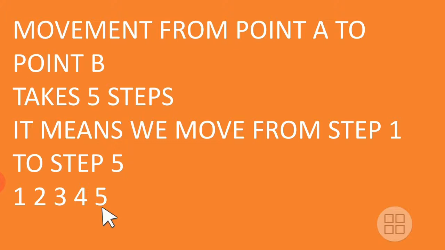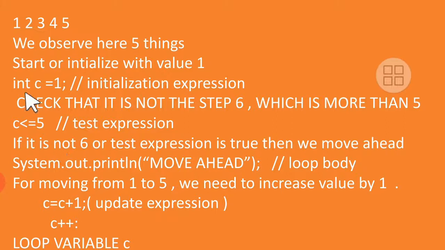Now let's discuss it technically. So we observe here numbers 1, 2, 3, 4 and 5. In this process, how many things have we observed? We have observed 5 things. Let me explain it to you. We have to start from somewhere. And what is the starting point here? It is 1. So start, or initialize, with value 1.